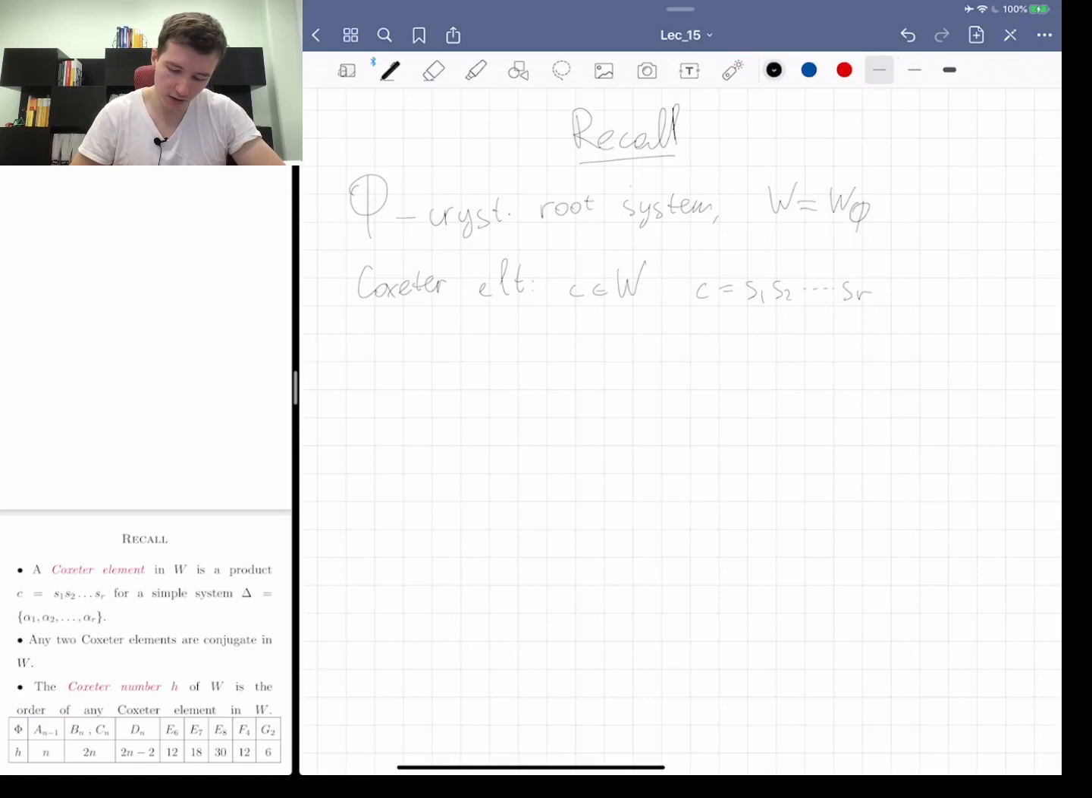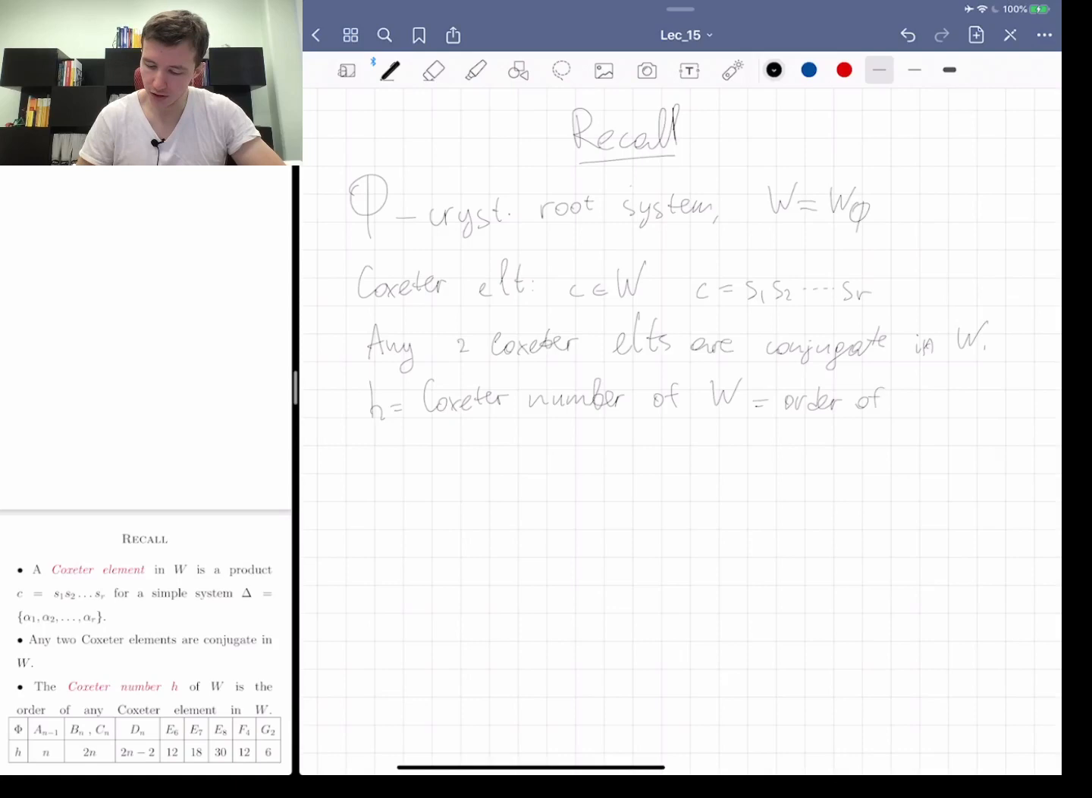Nevertheless, any two Coxeter elements are conjugate in W. In particular, they all have the same order, which is denoted by h. It's the Coxeter number of W, that's the order of one or any Coxeter element in W.